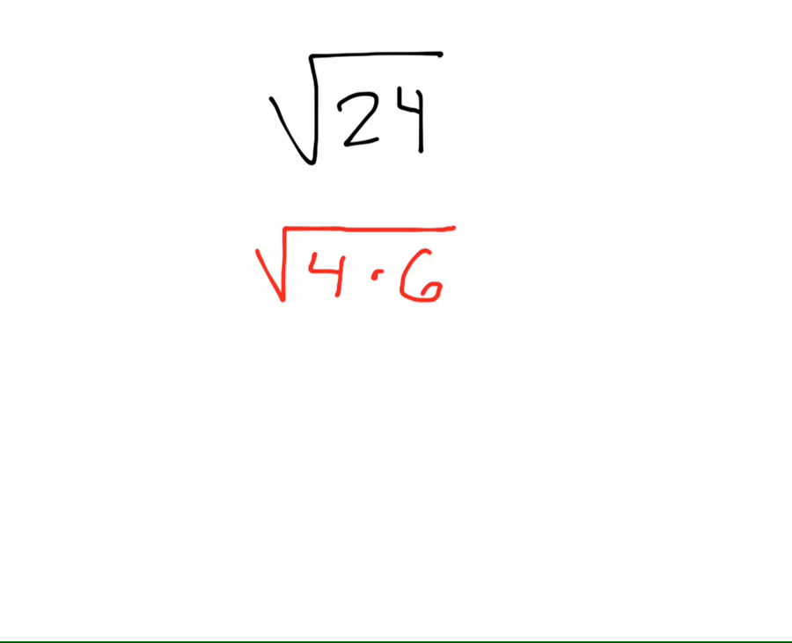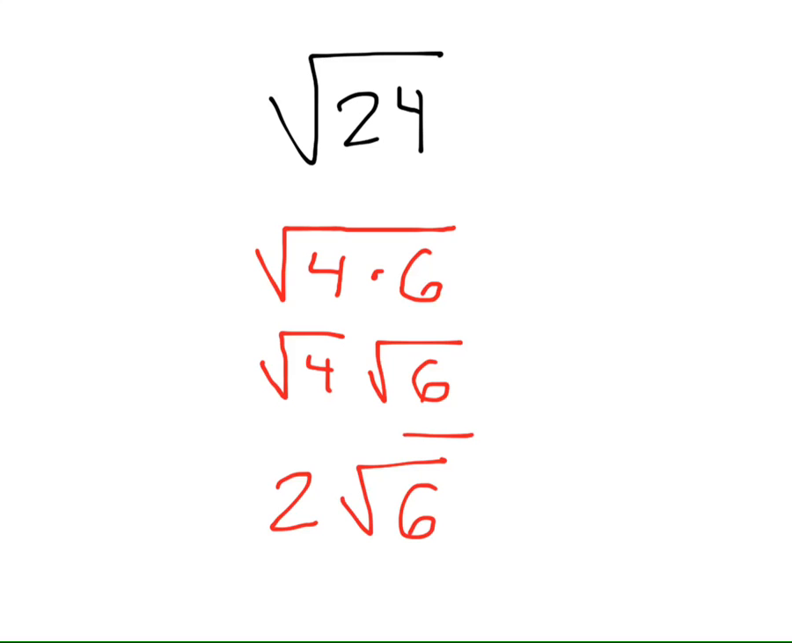It's still 24. And the reason we broke it down into 4, because that's a perfect square, is that one of the properties of a square root is that if you have the square root of a product, or the square root of a multiplication problem, you can break it down into two separate square roots being multiplied. This is just a property of square roots. And the square root of 4 is 2. So we simplified square root of 24 into 2 times the square root of 6, or 2 radical 6.